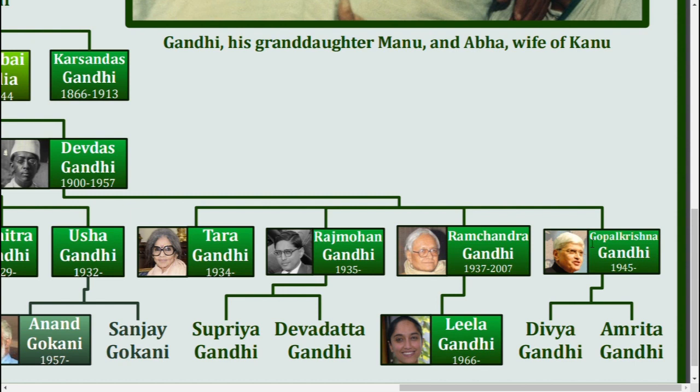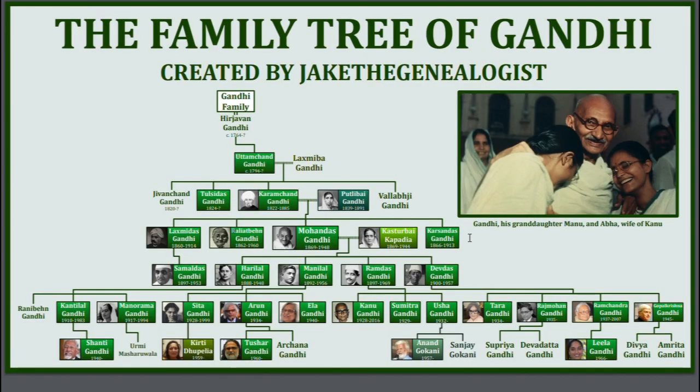And just to point out, there are way more descendants of Gandhi that are not on this tree. It's estimated that he currently has about 120 living descendants, and as you can see, many of them have really carried on his legacy of changing the world for the better.